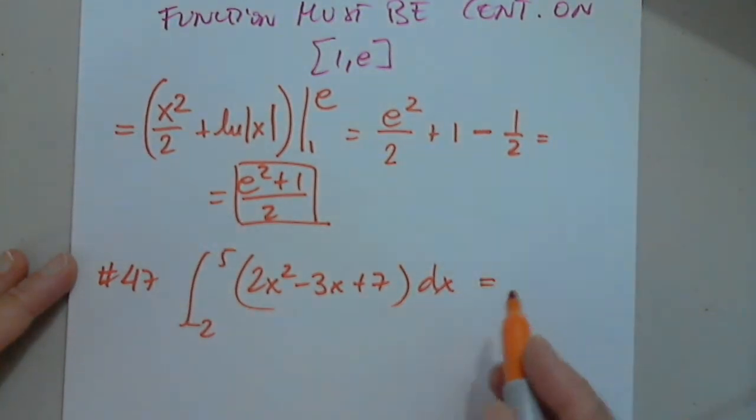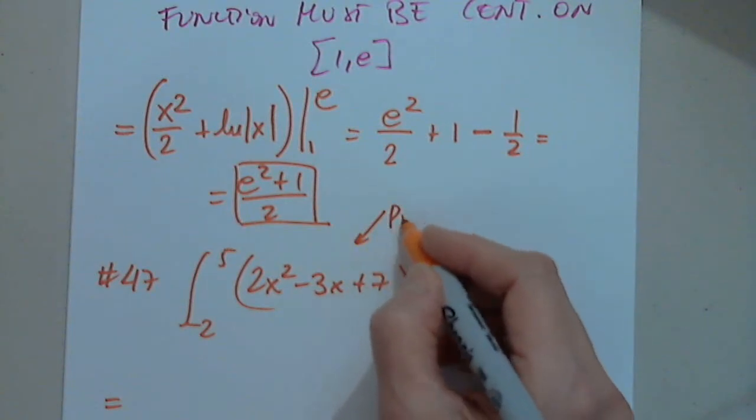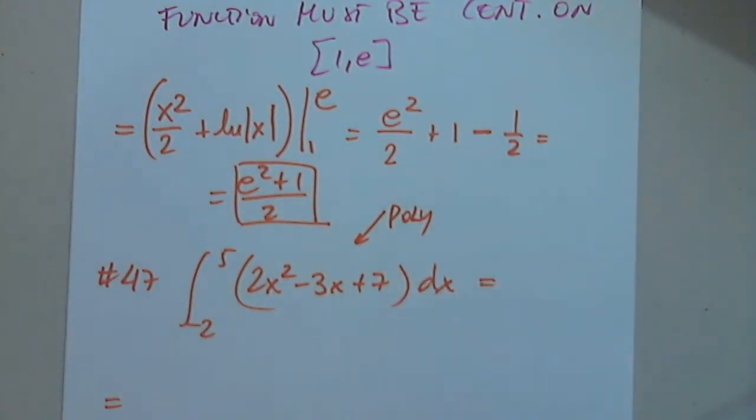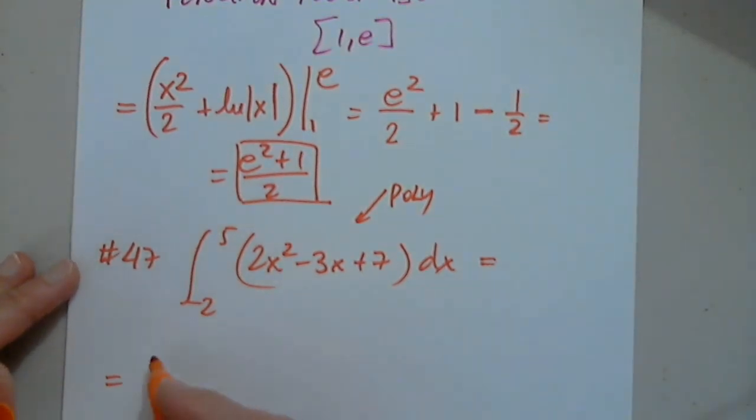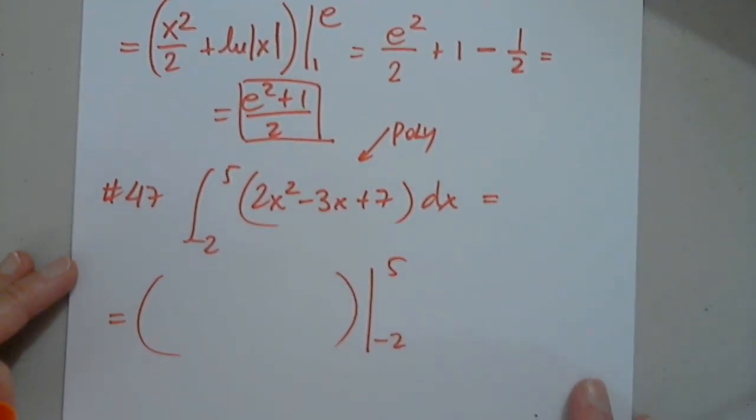And 47, we have the integral from -2 to 5 of 2x squared minus 3x plus 7 dx. Let me check. Did I copy the right one? Yes, I think I did this time. Okay, so again, is this function continuous? Yes, this is a polynomial function, so I don't have to worry about it ever. So I have to find the antiderivative and evaluate it at 5 and subtract when I evaluate it at -2.